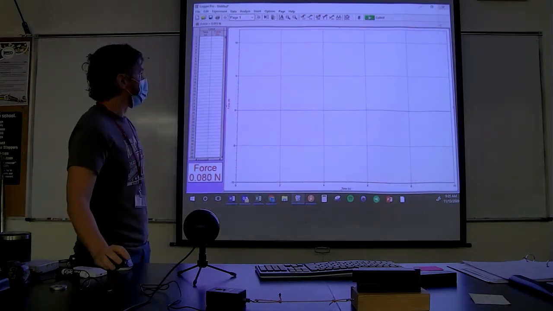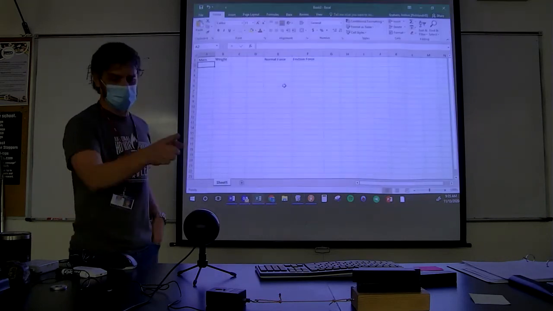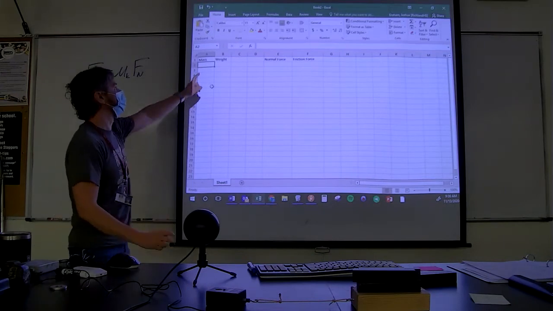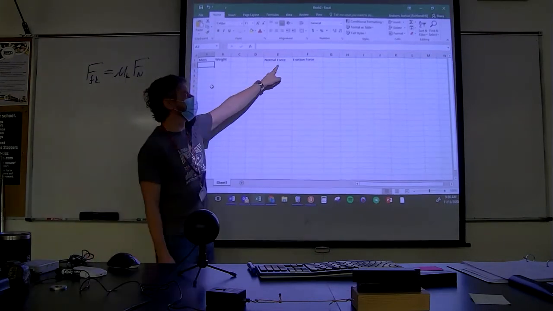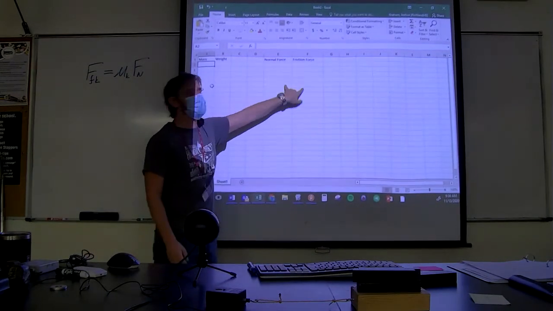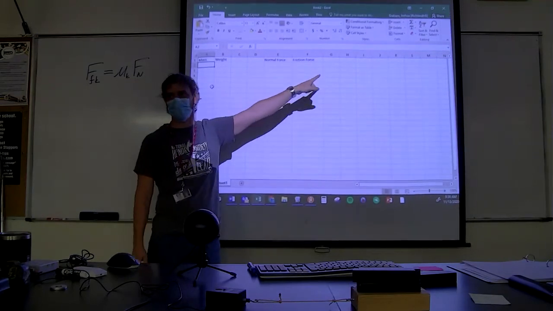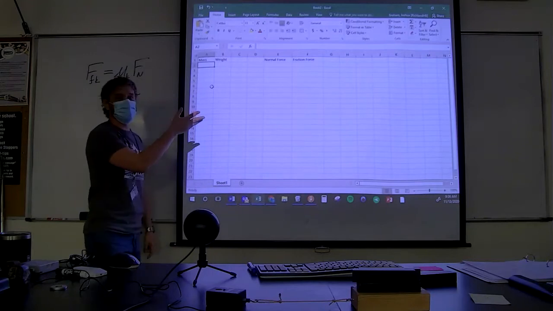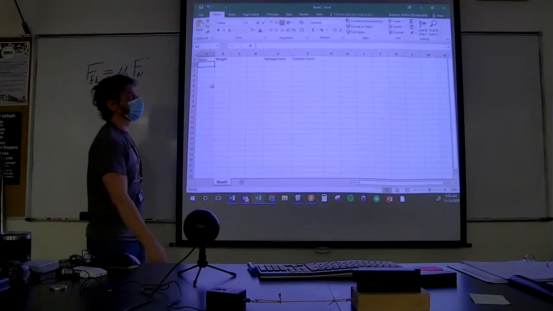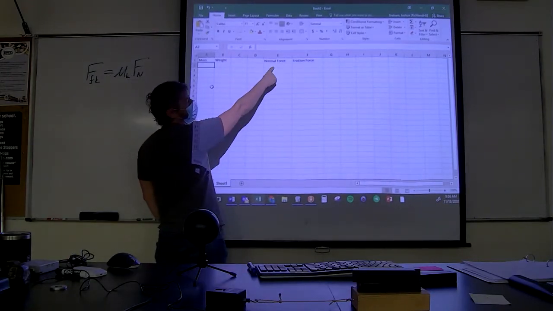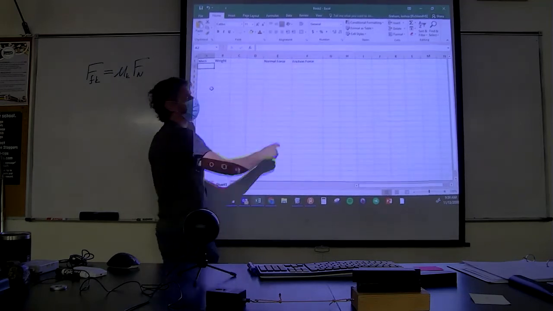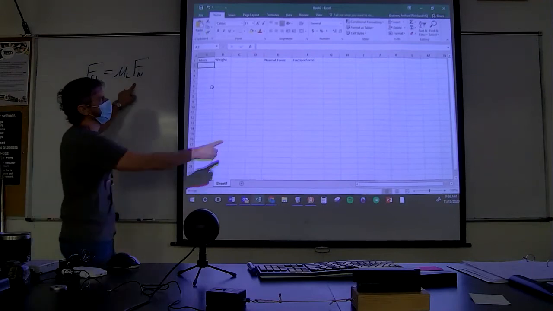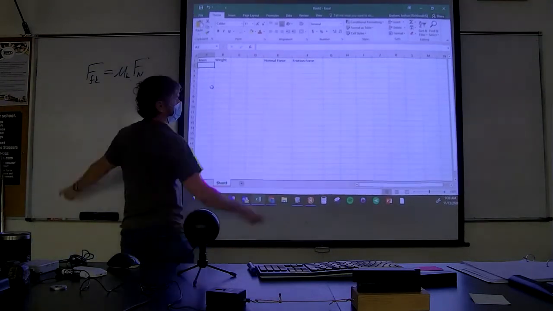So I've described how we're going to set up the experiment. Let me show you how I'm going to analyze the data. First, I made a couple columns: mass, weight, and then normal force and friction force. These are the variables that I want to graph: normal force and friction force, right? Whenever you use Excel or Google Sheets or any other spreadsheet program, the first column is the x-axis, the second column is the y-axis. We want the normal force to be the x-axis, the friction force to be the y-axis.